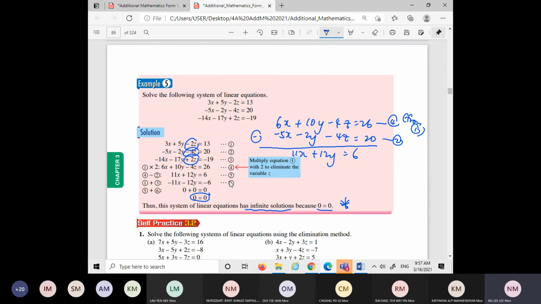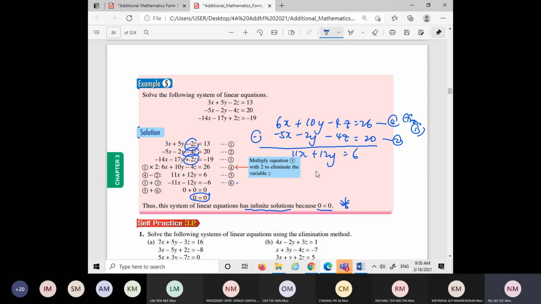Okay, then how do you get this? 1 and 3, you don't have to times or do anything. You just do the elimination. So how do you do it? One is negative, one is positive. So you do plus.